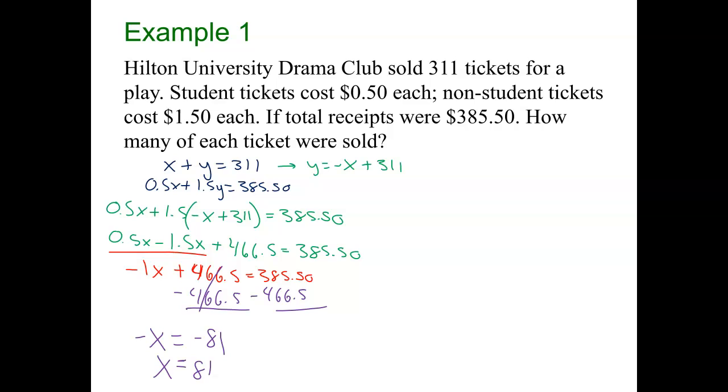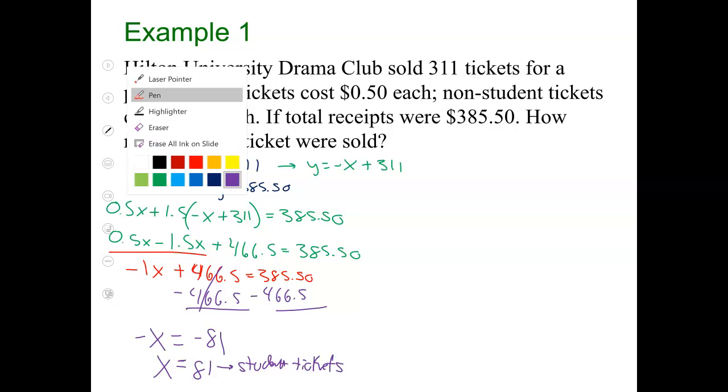So, does my answer make sense? 81 is reasonable. What does 81 represent? Don't forget that. That variable represents something. It is a real thing. Student tickets. All right? Am I done?